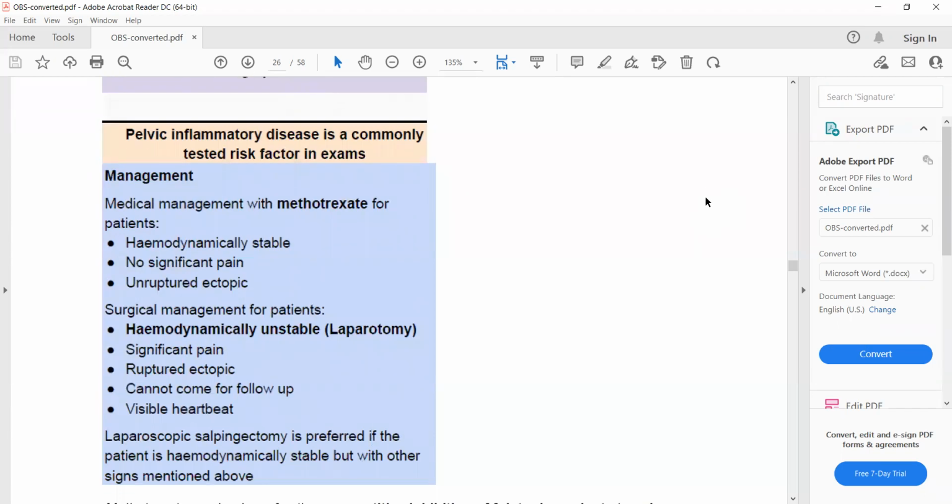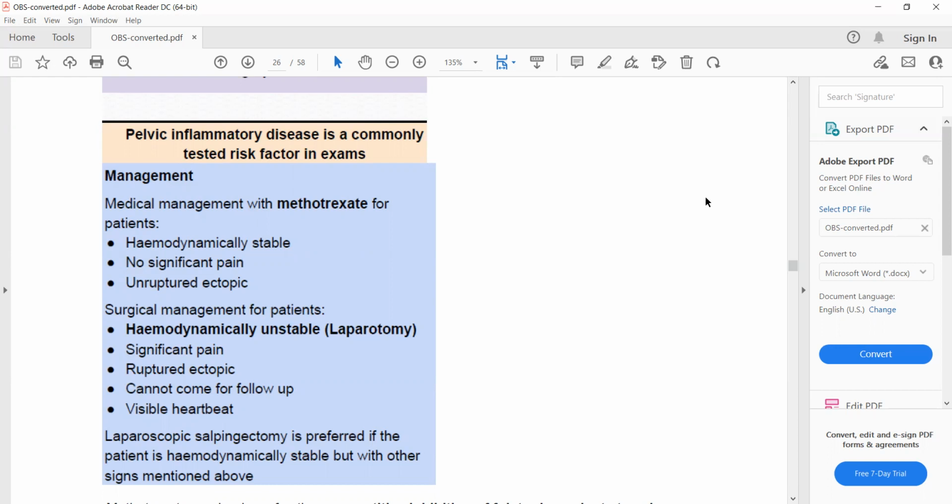And the management of ectopic pregnancy, we have three options to manage an ectopic pregnancy. There is medical management, there is laparoscopic removal, and then there is surgical removal. So salpingectomy or removal of the fallopian tube can be done through an open surgery or through a laparoscopic surgery as well. So we have three options for the management of ectopic pregnancy. One is medical management. Second is laparoscopic salpingectomy. And third is laparotomy or open surgery.